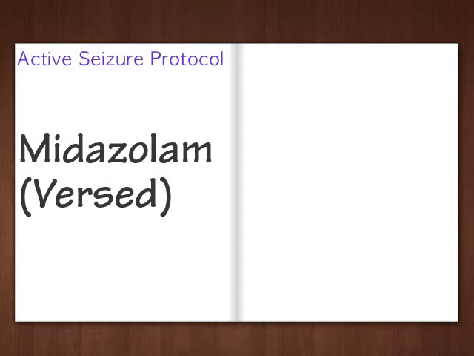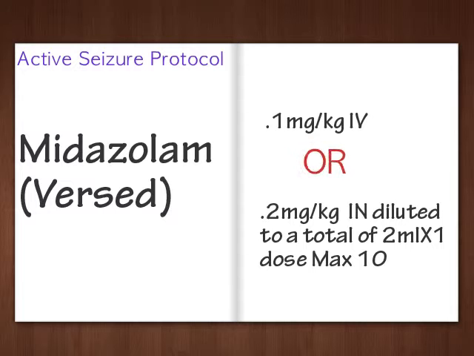If a pediatric patient is actively seizing upon arrival, EMS will administer a medication known as midazolam, or Versed. They will administer 0.1 milligram per kilogram IV or 0.2 milligrams per kilogram IN, diluted to a total of 2 milliliters, for a max of 10.